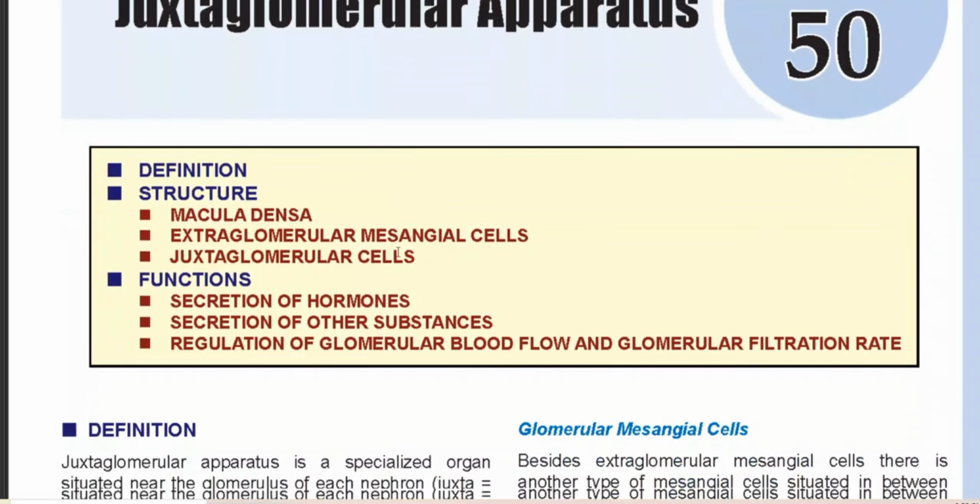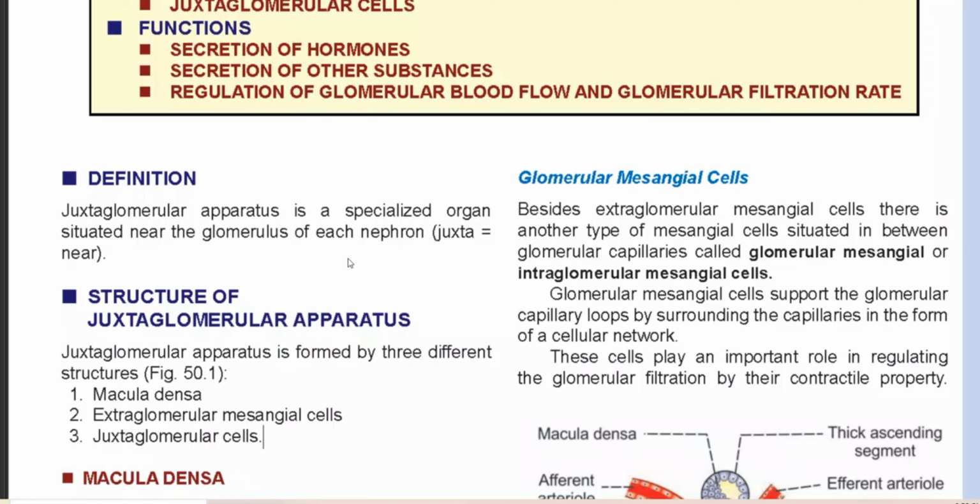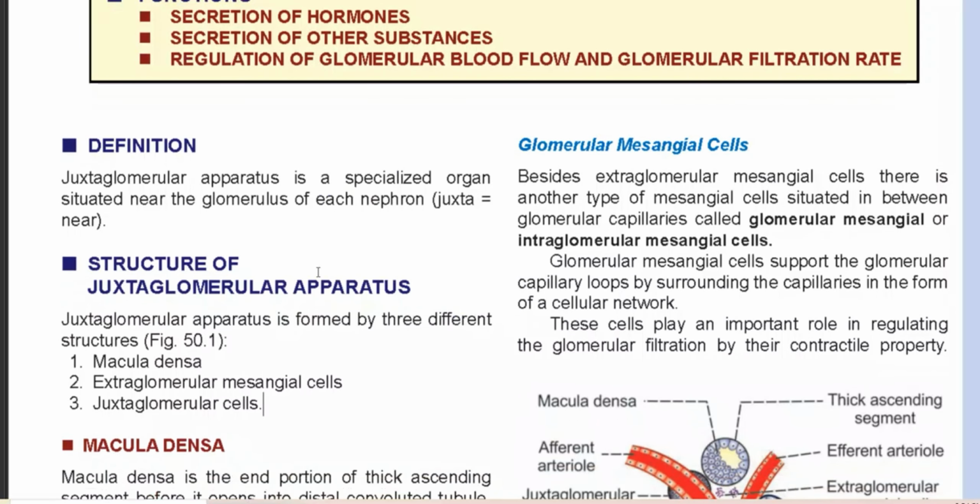So, first of all, definition. Juxtaglomerular apparatus is a specialized organ situated near the glomerulus of each nephron. As we know, juxta means near. So, near the glomerulus is called the juxtaglomerular apparatus. Now, if you see the structure of the juxtaglomerular apparatus, there are three important structures. One is the macula densa, then extraglomerular mesangial cells, then juxtaglomerular cells.